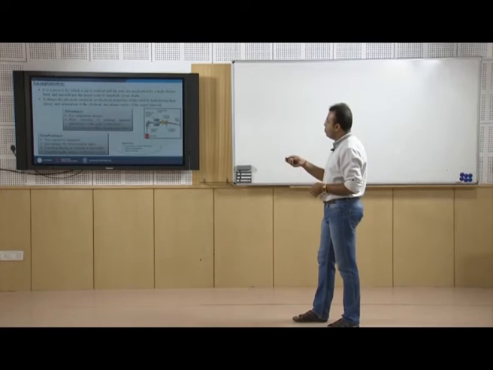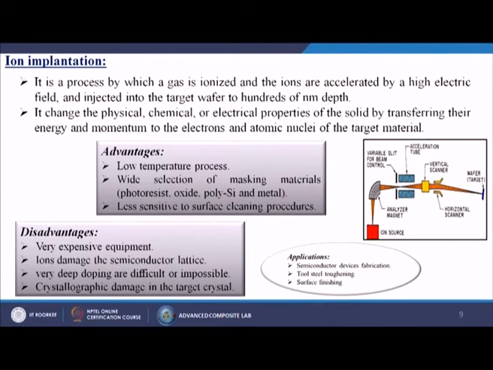So, it is a process by which a gas is ionized and the ions are accelerated by a high electric field and injected into the target wafer to hundreds of nanometer depth. It changes the physical, chemical or electrical properties of the solid by transferring their energy and momentum to the electrons and atomic nuclei of the target material.